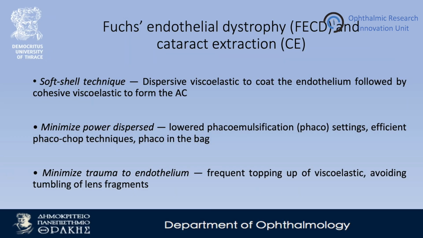Some tips are discussed below. To start with, the soft shell technique includes the use of dispersive viscoelastic to coat the endothelium followed by cohesive viscoelastic to form the anterior chamber. In addition, to minimize power dispersed, low phaco settings, efficient phacochop techniques, and phaco in the bag are recommended. Finally, to minimize the risk for endothelial trauma, frequent topping up of viscoelastic and avoiding the tumbling of lens fragments are suggested.